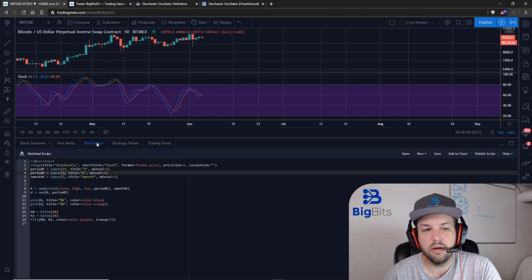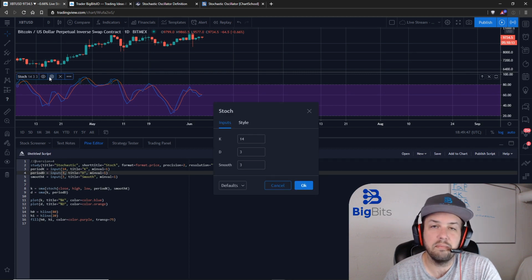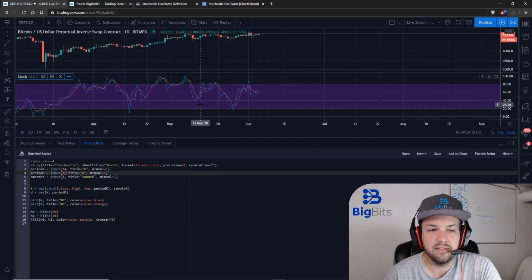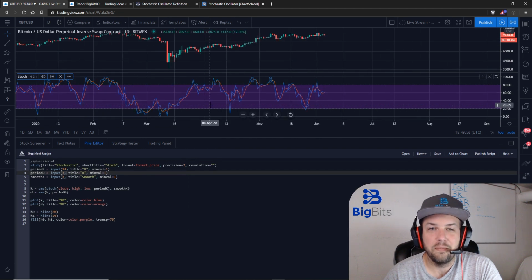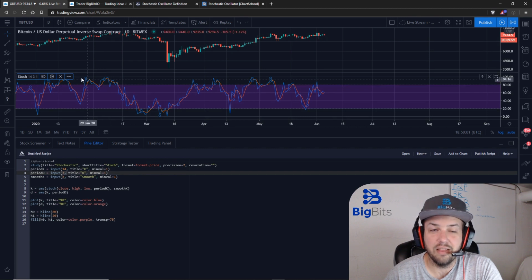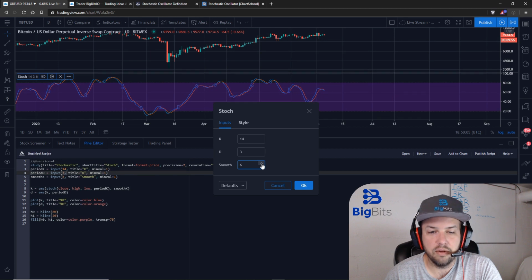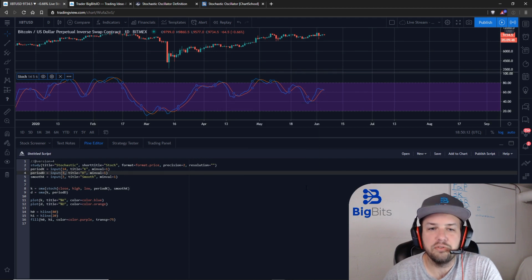Now you can change these however you like, and if you want to see what the fast stochastic looks like, all we have to do is take the stochastic built in on TradingView, change the smooth value to 1, and this is what the fast stochastic looks like. So that's something to keep in mind. And here you can see there are definitely a lot of false signals. So you can obviously play around with the different smoothing methods, and you can try and reduce some of that lag to find signals that better suit your trading method.